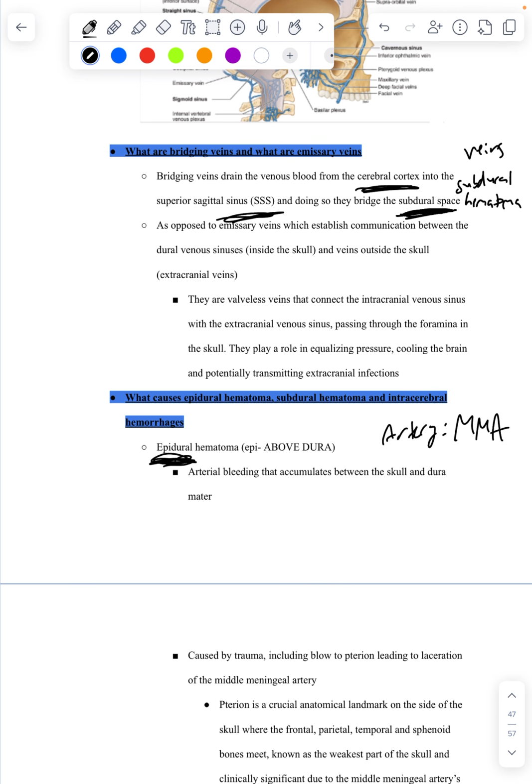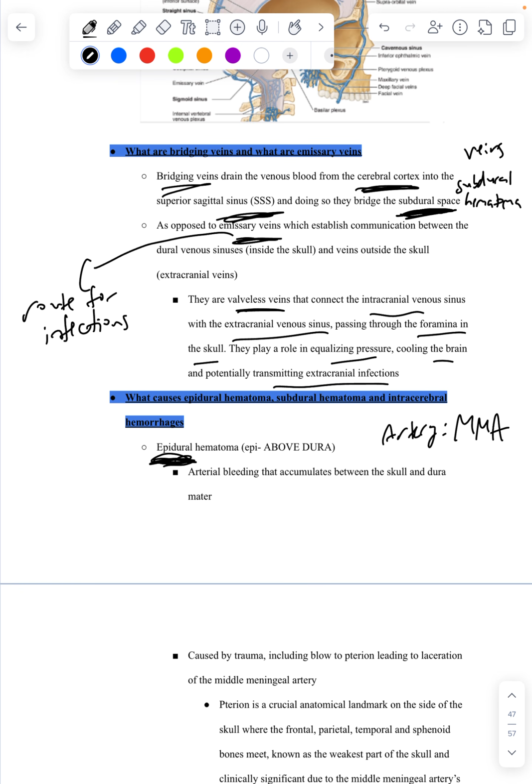The difference between bridging veins and emissary veins: emissary veins are valveless. They connect the intracranial venous sinus to the extracranial venous sinus. They go through the foramina of the skull, and they have roles in equalizing pressure, cooling the brain, and transmitting extracranial infections. They go from outside to inside of the skull. That's important because this is a route for infections, because we have something called a cavernous sinus that could be damaged in this case.